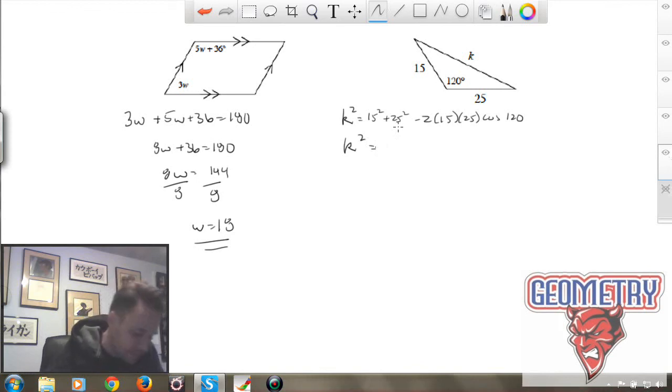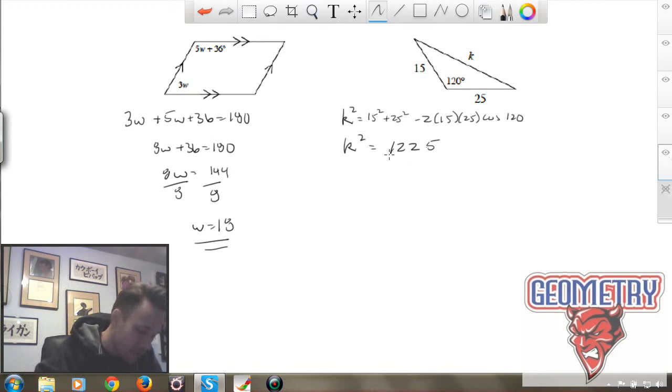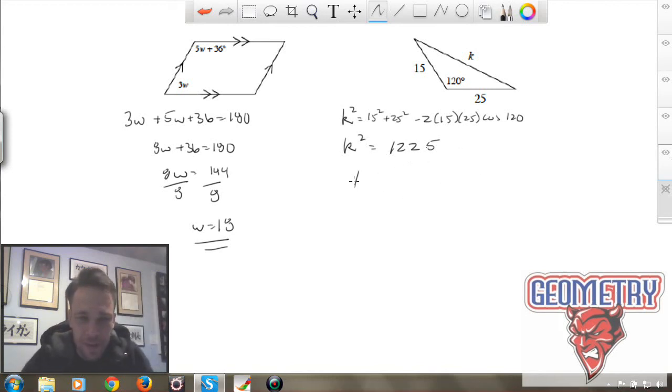Okay, so 15 squared plus 25 squared minus 2 times 15 times 25 times the cosine of 120. Enter, that whole thing works out really nice actually, to 1,225. We take the square root of that to get 35. Okay, we're probably not used to those problems working out that nice, but this one just happens to.